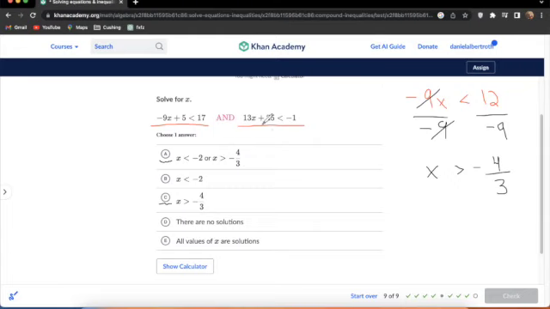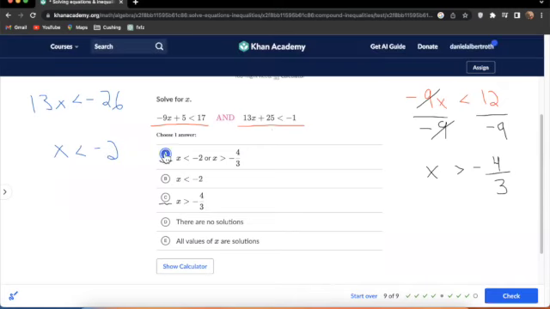So this one, if I subtract 25 from both sides, I'm going to have 13x is less than -1 minus 25, which is -26. Divide both sides by 13. X is less than -2. So I like answer A because it has both of those. Less than -2, greater than -4/3.